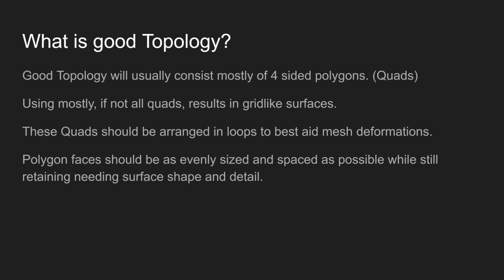These quads should be arranged in loops to best aid in mesh deformations. So something like a statue, for example, that's never going to move, that can be all triangles and it doesn't really matter. It never needs to deform. But something like a character that's actively deforming, its mouth is moving, its arms are bending, you need to have geometry that best aids in the deformations that need to happen on a per body part basis. The topology for each of these body parts has its own set of best practices, and we'll cover that in more detail later.